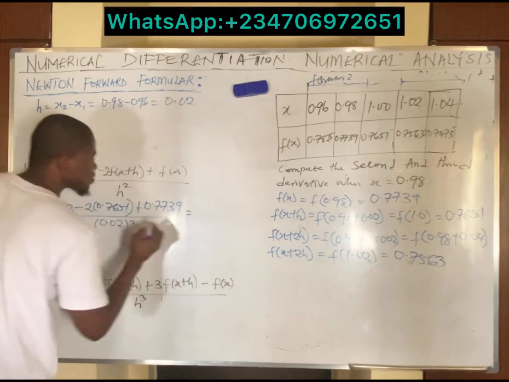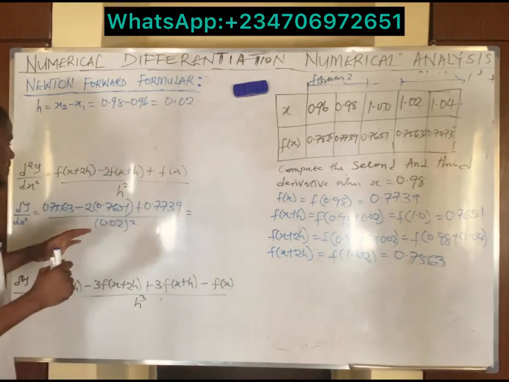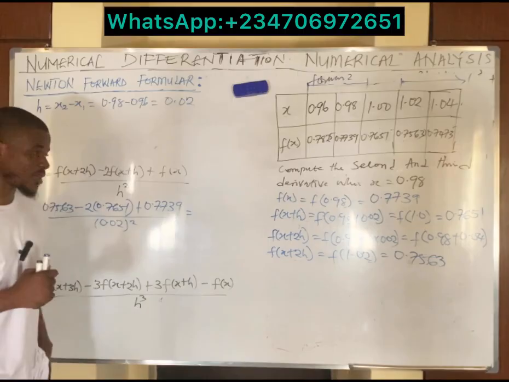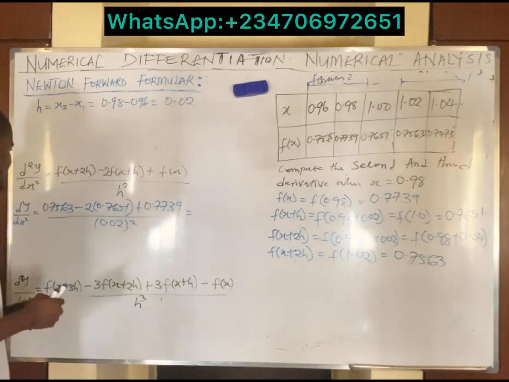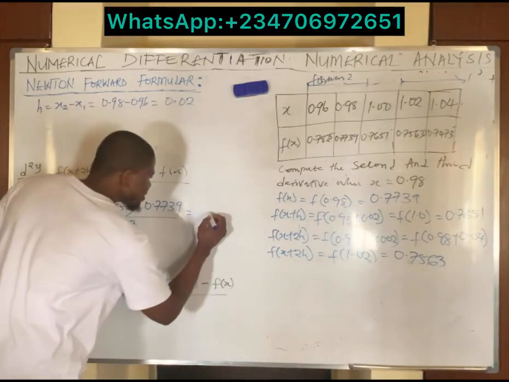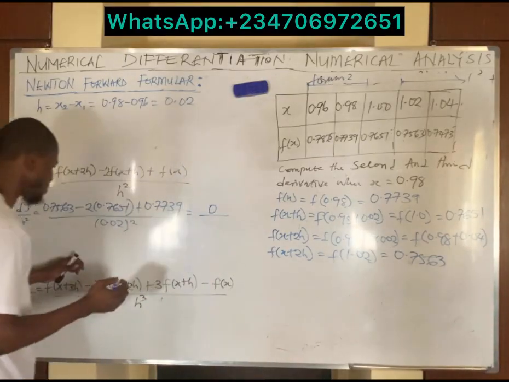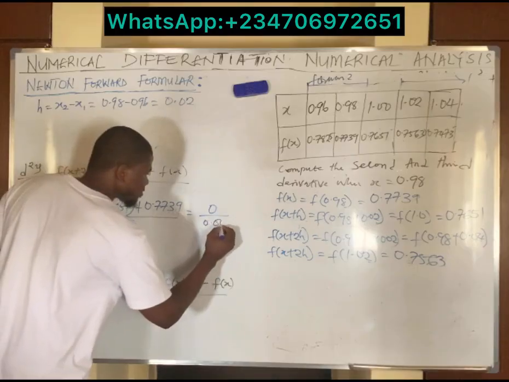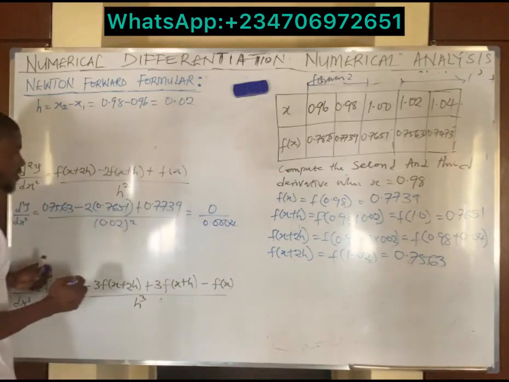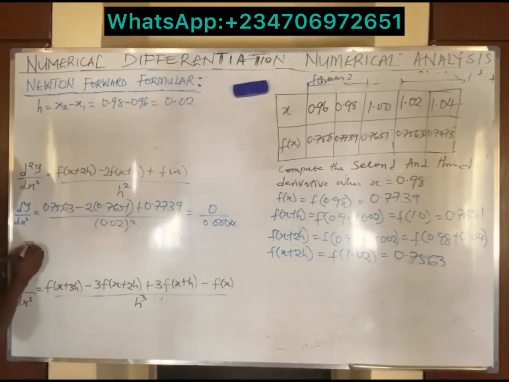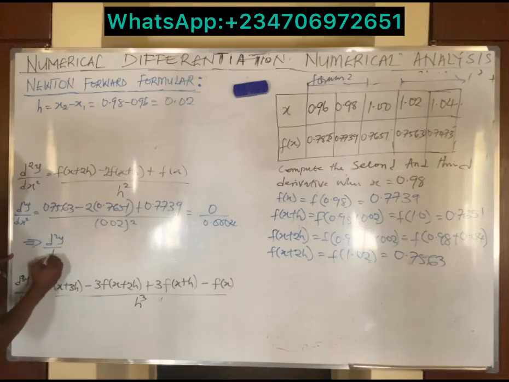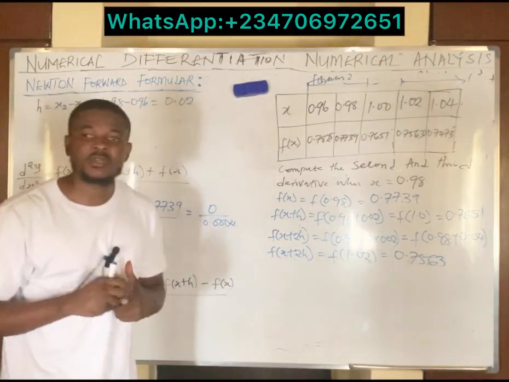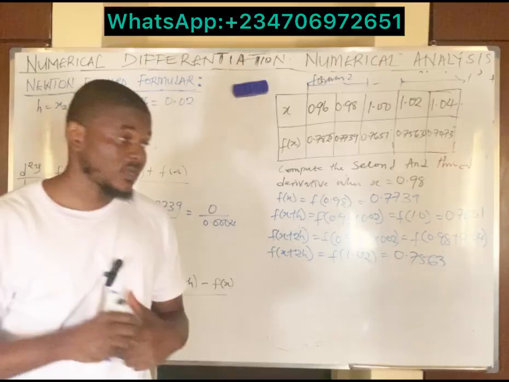So for the sake of time, I'm going to evaluate everything at the numerator all together. So do well to point along with me to avoid calculation errors. Okay. So everything at the numerator simply gives us 0 after evaluation. Then 0.02 squared simply gives us 0.0004. So if you divide that, you simply have d squared y over dx squared equal to 0. So the second derivative approximation when x is 0.98 is actually 0.